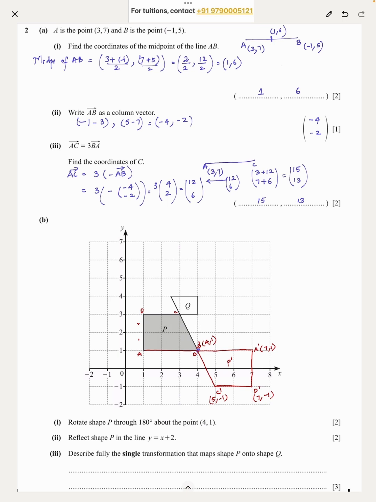Second subdivision. Reflect P in the line y is equal to x plus 2. So first of all, we have to draw the line. To draw the line, I need to make one small table. So when x is -2, substitute in this equation y is equal to x plus 2. So I will get y as 0. And when x is 0, I'll get 2. When x is 2, I get 4 because it is plus 2.